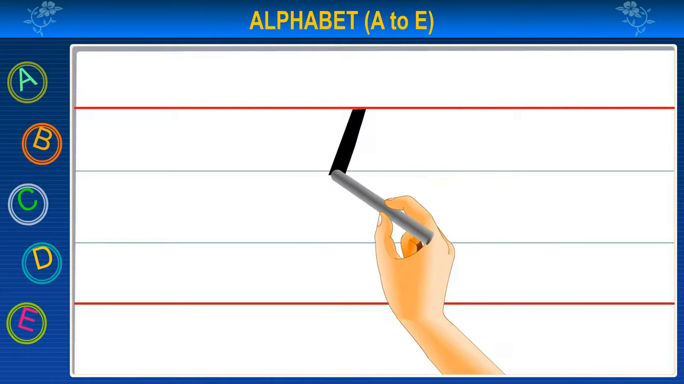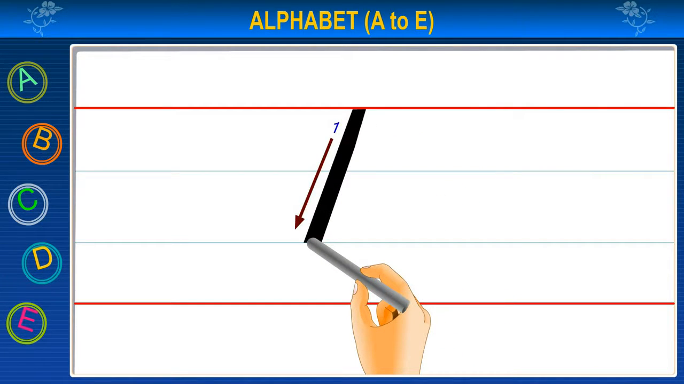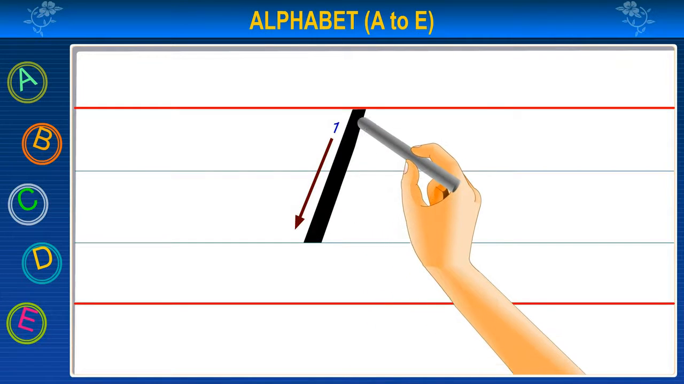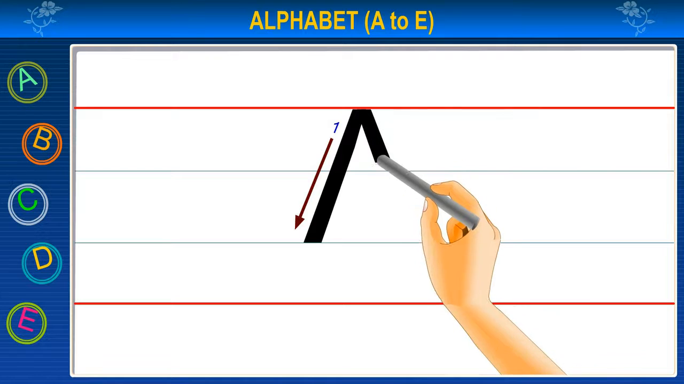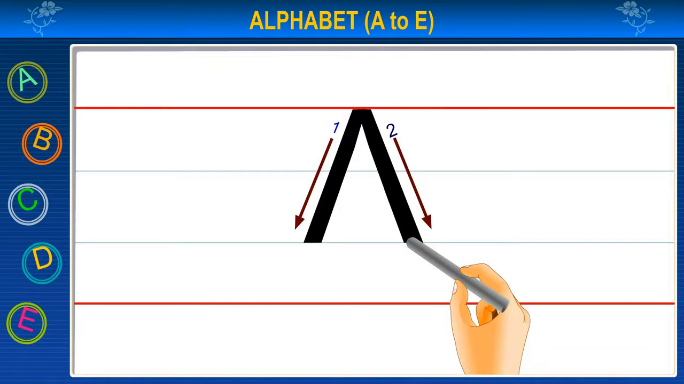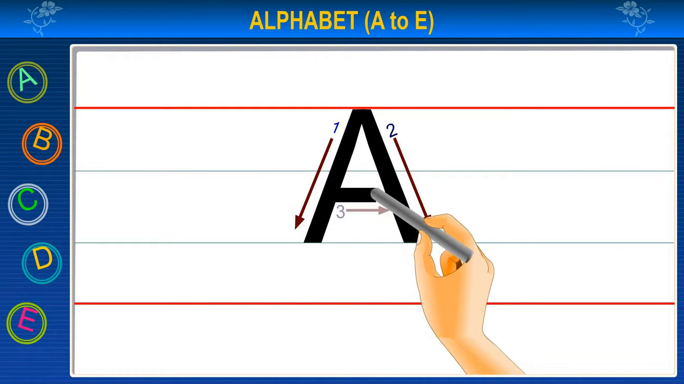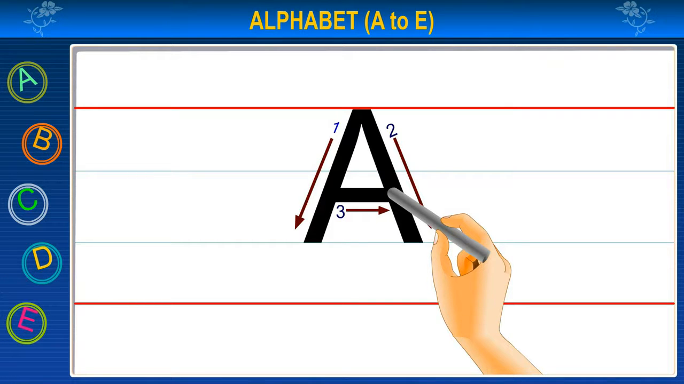Draw a right slant line between the first red line and second blue line. From the top of the right slant line, draw a left slant line to meet the second blue line. Draw a sleeping line to join these two slant lines. This is capital A.